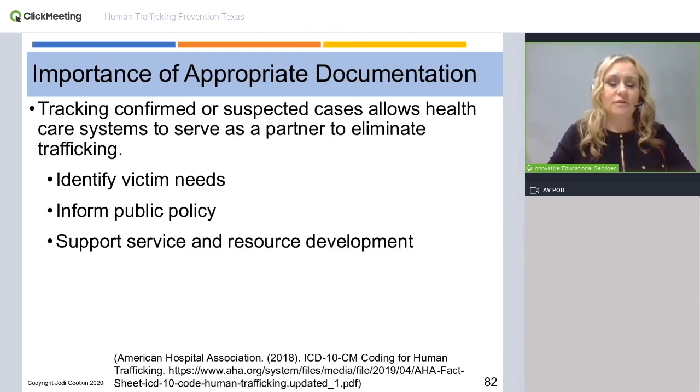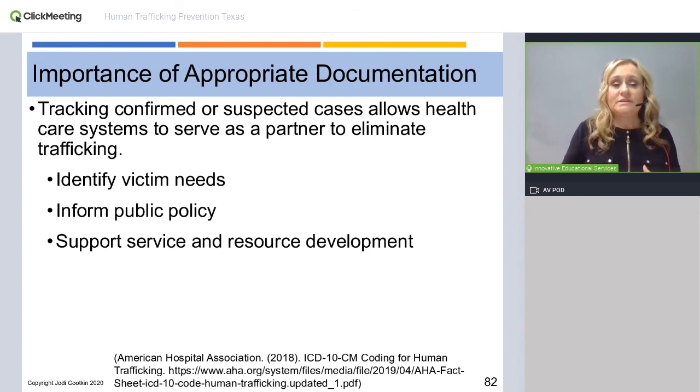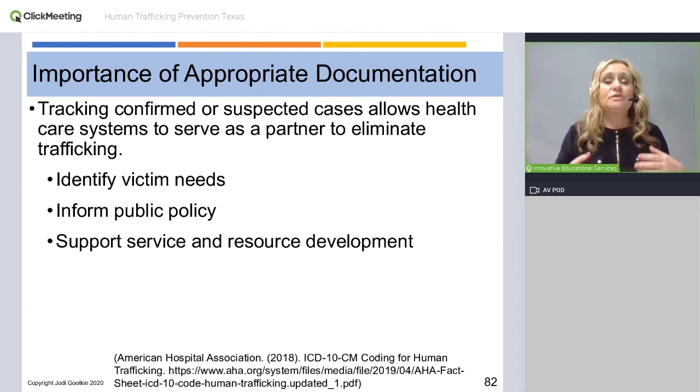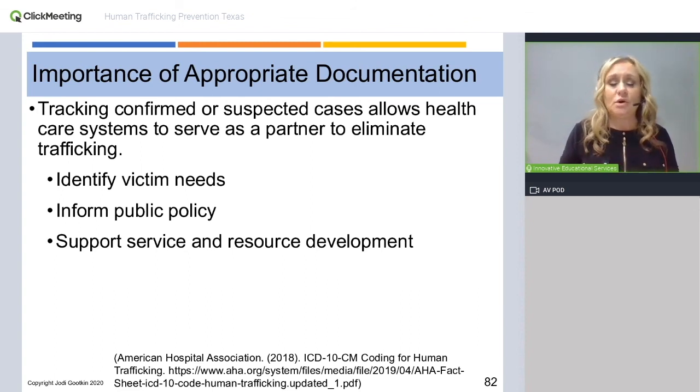Documentation plays several different roles in the big picture of human trafficking. It allows better data to be collected to get information specifically in that area, what services might be needed for victims, who the potential victims are, so that the community can be educated to also be aware. It allows us to play a role in being part of the solution. It can inform public policy and also help with resource development.